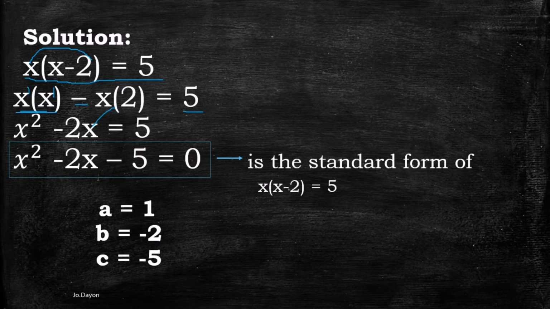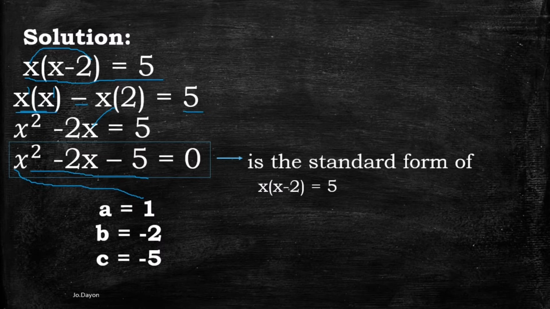And on the left side of the equation, this will become x squared minus 2x minus 5. If you have observed, we are now in the standard form of the quadratic equation. Since it's already in the standard form, we can now easily determine the values of a, b, and c. So we have here a equals 1. Where did we get 1? Coming from the numerical coefficient of the quadratic term.